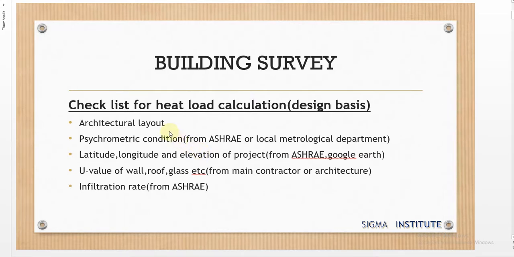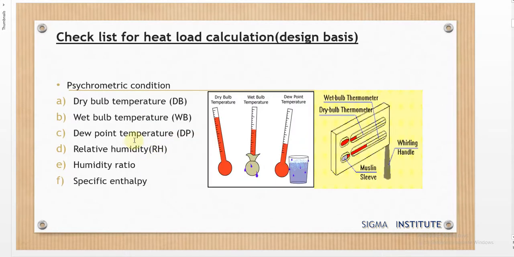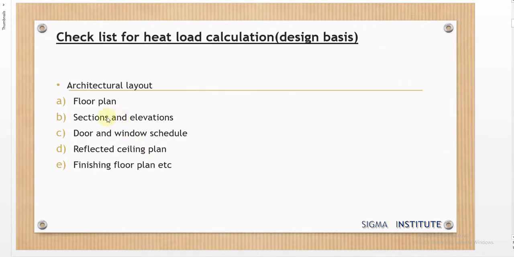Let's start from the first topic, which is architectural layout. Architectural layout is nothing but the physical plan, which consists of a floor plan, section and elevation, door and windows schedule, the reflected ceiling plan, etc. These plans we get from the project architect or from the civil side. As an HVAC design engineer, we will get it from the architect.